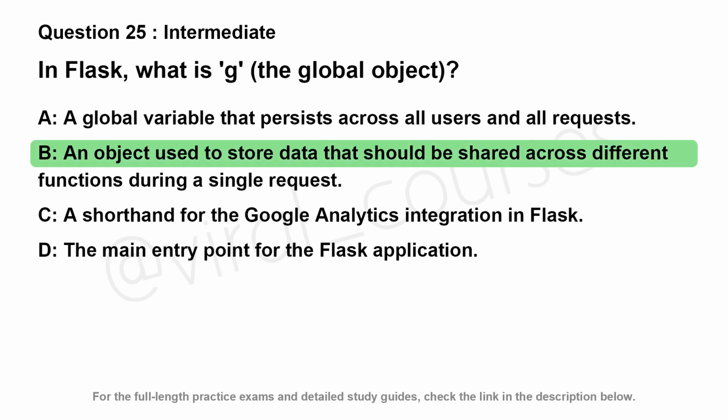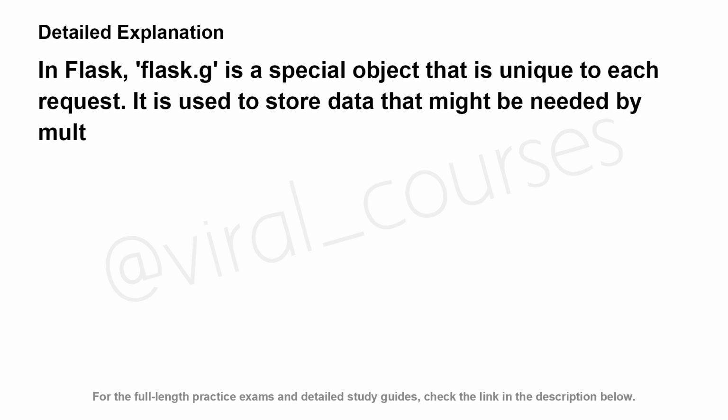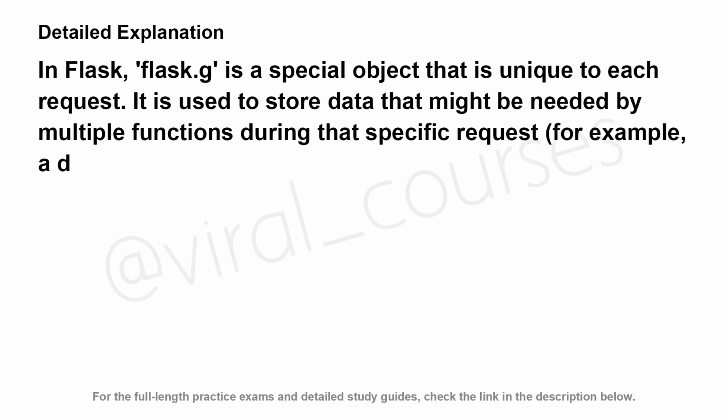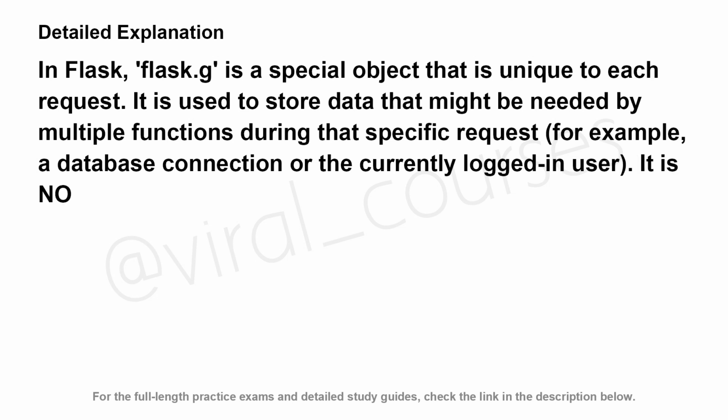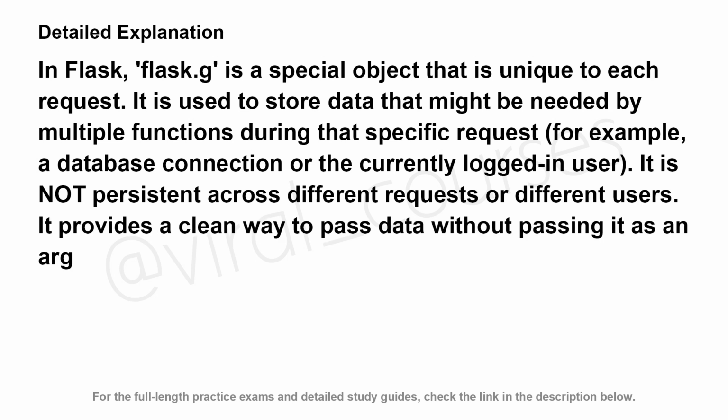The correct answer is B. In Flask, g is a special object that is unique to each request. It is used to store data that might be needed by multiple functions during that specific request. For example, a database connection or the currently logged in user. It is not persistent across different requests or different users. It provides a clean way to pass data without passing it as an argument to every function.